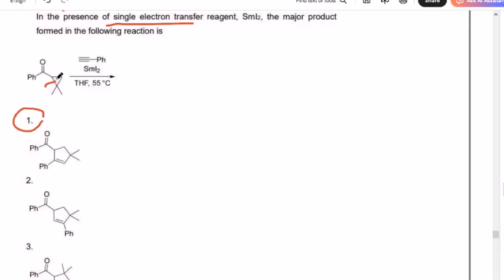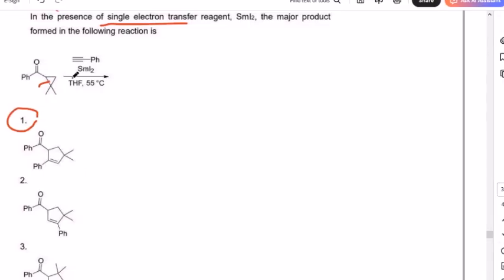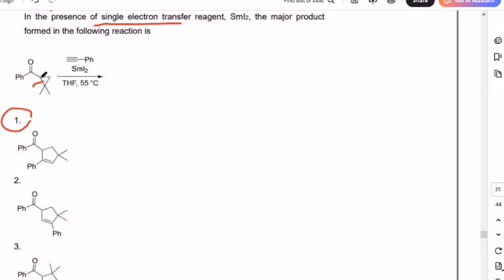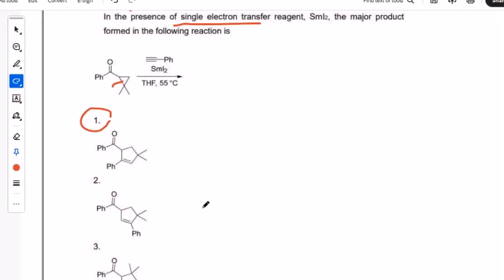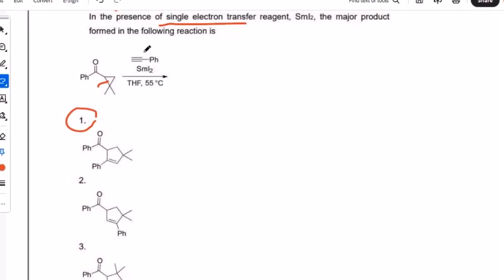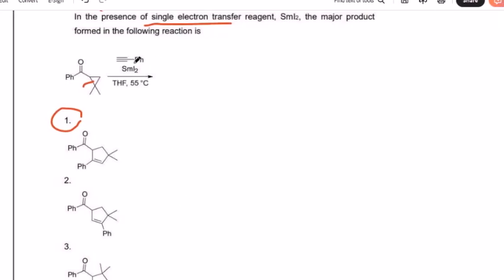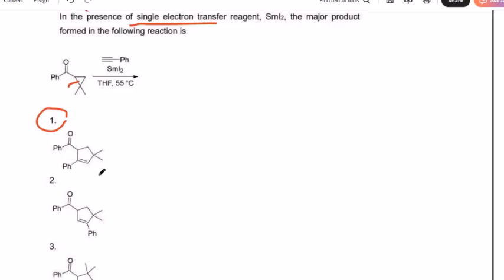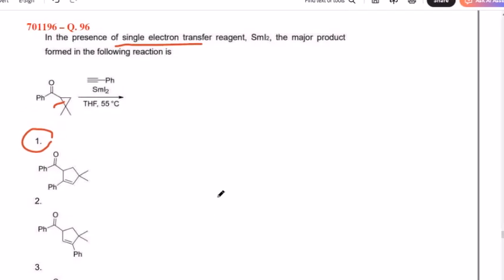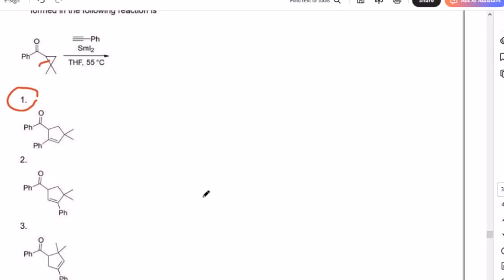So this is going to give this, and here it is, so phenyl is going to be added here, right? Single electron, here it is going to be stable, so it adds first, then here. So option number 1, question number 96, option number 1 is the correct option, friends.